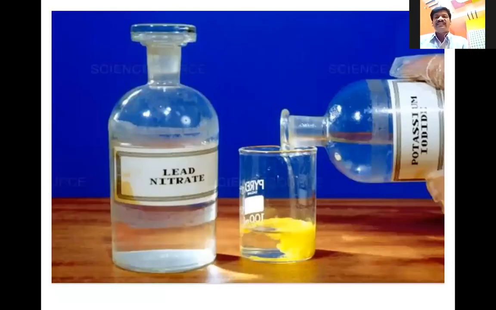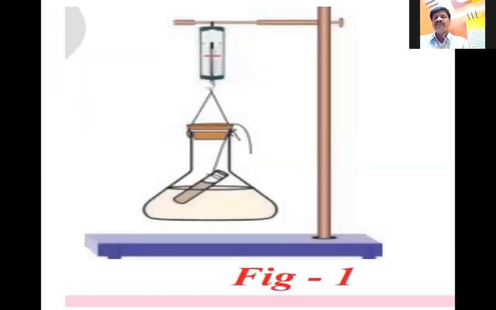Here, lead nitrate is colorless, and potassium iodide is also colorless. When we mix these two in a glass jar, we observe that a yellowish precipitate is formed. After completion of the chemical reaction, the colorless lead nitrate and colorless potassium iodide form lead iodide and potassium nitrate. Lead iodide gives that yellowish precipitate color. So we observe here the change of color. The color is yellowish, and a yellowish precipitate is formed. After completion of the reaction, we weigh once again.